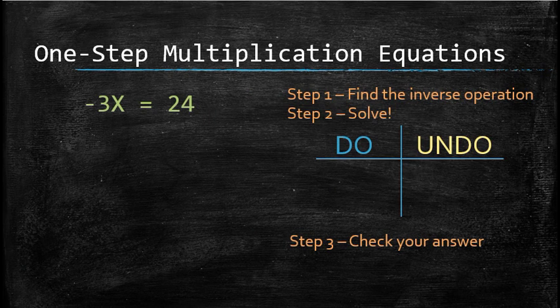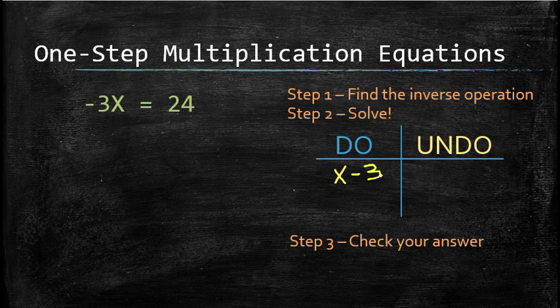Let's go ahead and start a one-step multiplication equation. These are just like the other ones that you did. Here we have negative 3x equals negative 24. In order to look at what our inverse operation is, we have to figure out what we're doing. Here we have negative 3x, and the coefficient of negative 3 is being multiplied by x. So we're going to put here times negative 3. That is what's happening to x. It's being multiplied by negative 3.